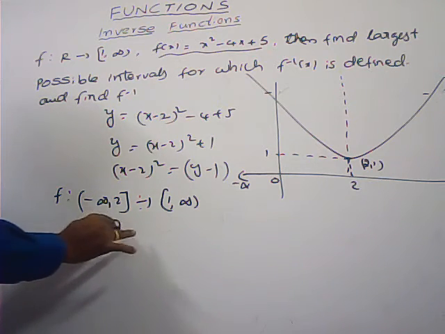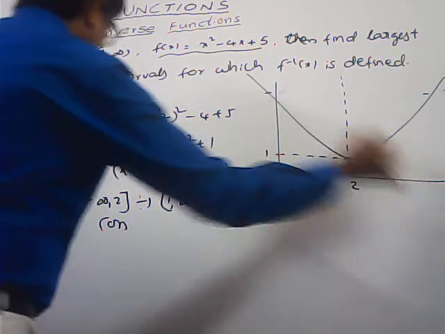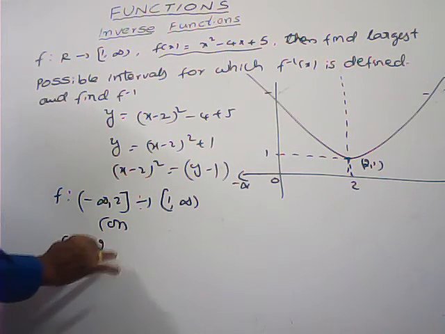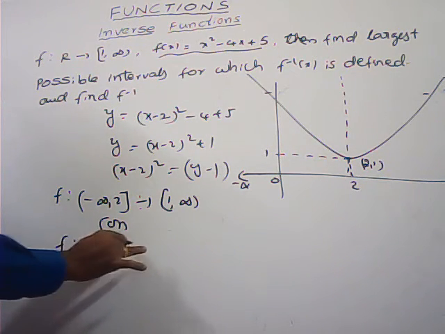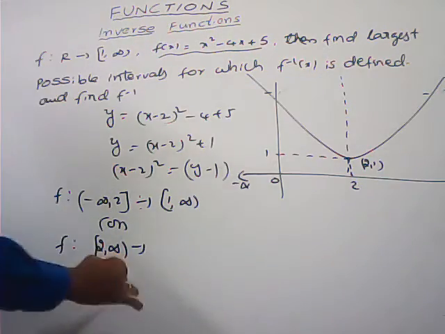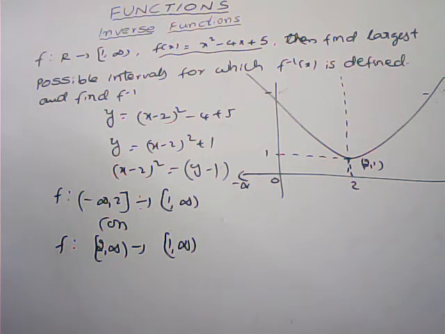Or we can consider either that one or one more, 2 to infinite. f is mapping from x values, if I take 2 to infinite, then the corresponding y values are also 1 to infinite.